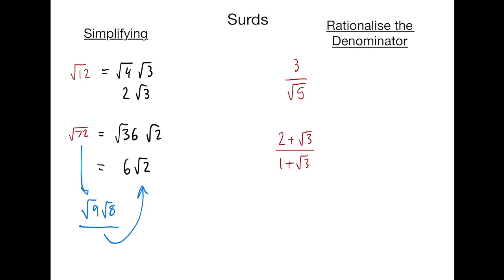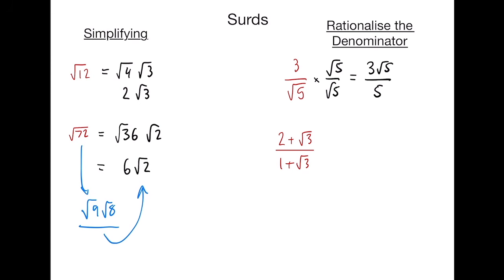Finally, rationalizing the denominator. This first one is more towards the higher end of foundation, and the other one is definitely higher. So if you do foundation, don't worry about the bottom one. 3 over root 5. Rationalizing means to get rid of the surd on the bottom of the fraction. So what we want to do here is multiply by our surd on both top and bottom, because as a fraction, whatever we do to the top, we have to do to the bottom. So we're going to have 3 root 5 over 5, just like that, because root 5 times root 5 makes 5.